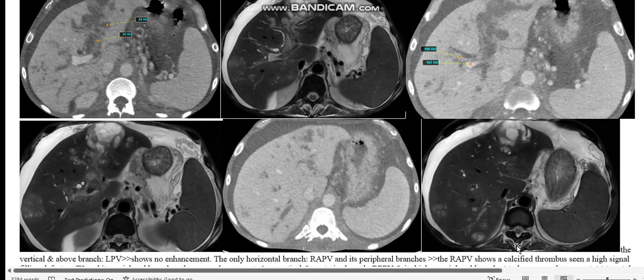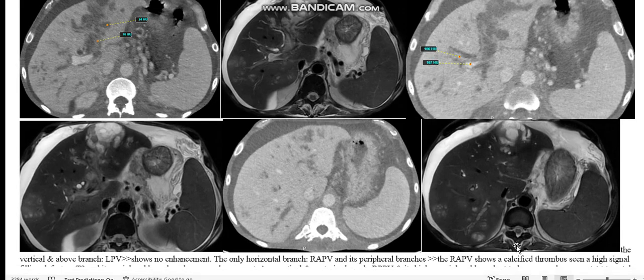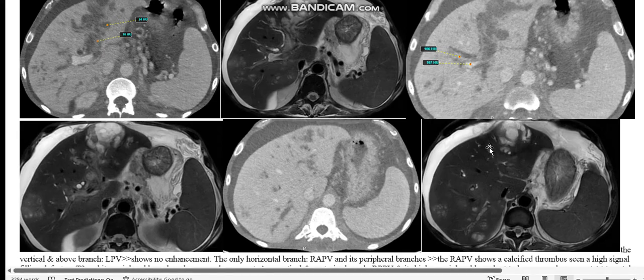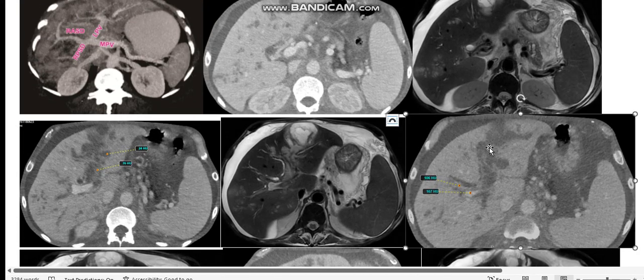Okay, after that we'll talk about what to do after detecting a portal vein thrombosis. Look for the cause of the thrombosis. You need to look for hepatic abscess. So once you detect a portal vein thrombosis, look for hepatic abscess as a cause. Okay, so we need to look for hepatic abscess as a cause.